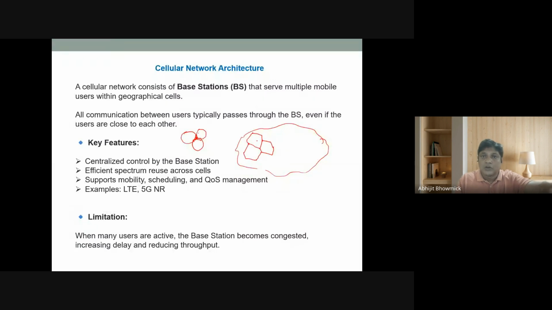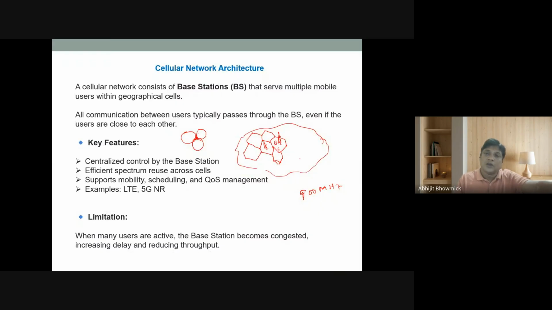Each certain area is divided into a number of cells, and each cell is served by a base station. There is a user, and it has another base station. This is called cellular technology, and it operates in certain bands. For an example, in a GSM network, the GSM standard, 900 megahertz was the operating frequency.